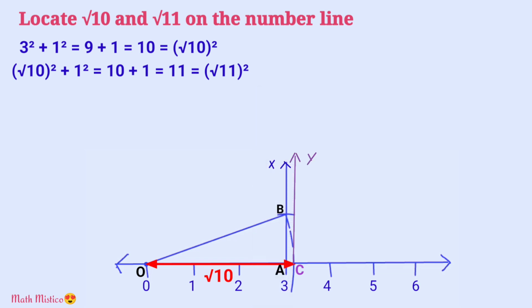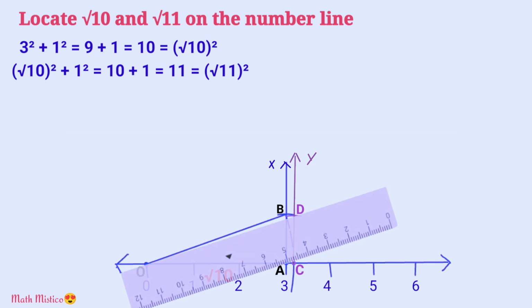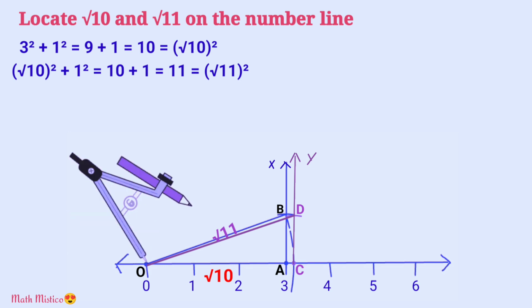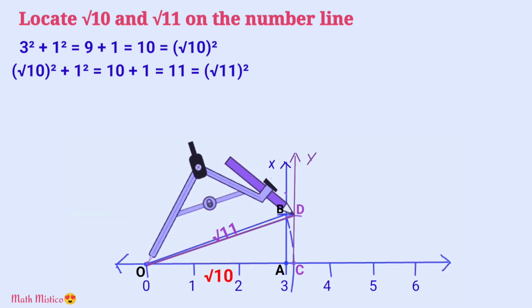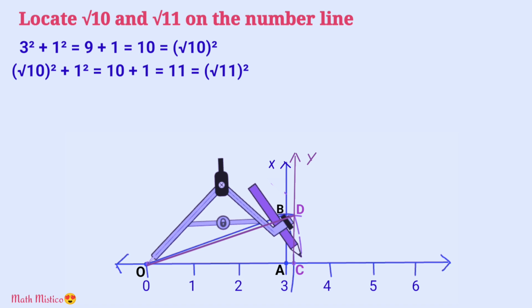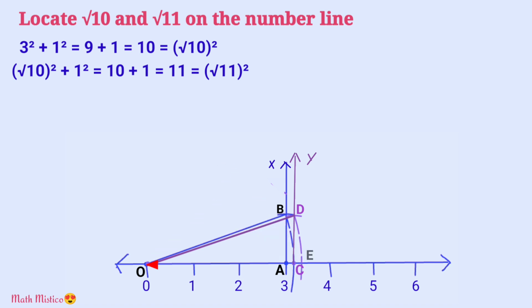As the second side is 1 unit, we'll take 1 unit radius, and with point C as center, we draw an arc intersecting the ray CY at point D. Joining O to D, we get a right triangle whose hypotenuse OD equals root 11. So again, repeating the same steps, with radius OD, we can construct an arc to get the point E on the number line, so that OE is equal to root 11.